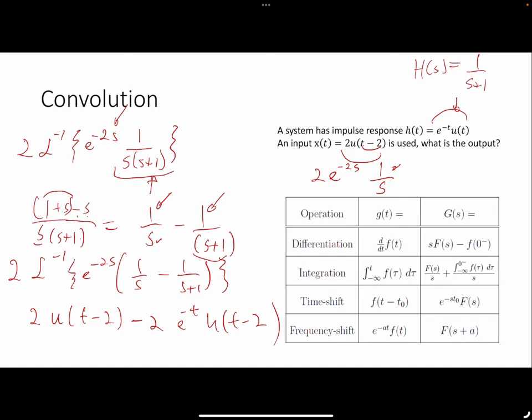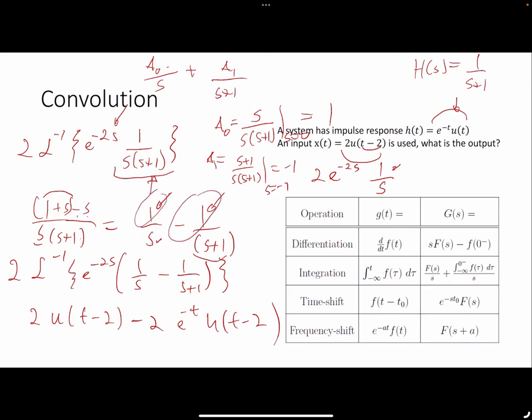So if I say a0 over s plus a1 over s plus 1, according to our formula, a0 is just going to be s over s times s plus 1 evaluated at s equals 0, which gives me 1. And a1 is s plus 1 over s times s plus 1 evaluated at s equals negative 1, which gives me negative 1. And that's what I got here. So you could have done it the formula way that I gave you in class, or just kind of winged it.